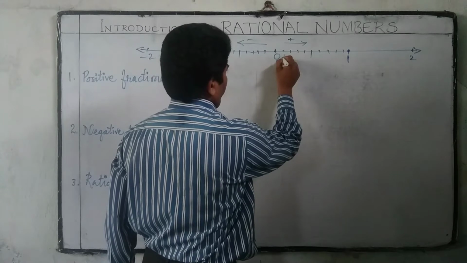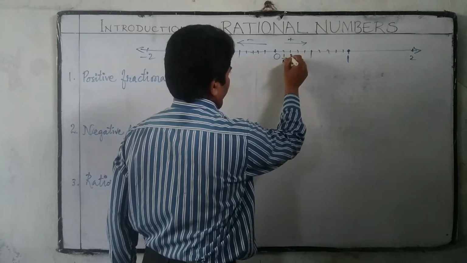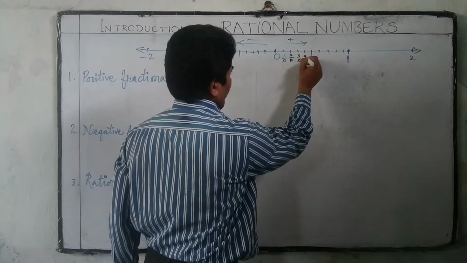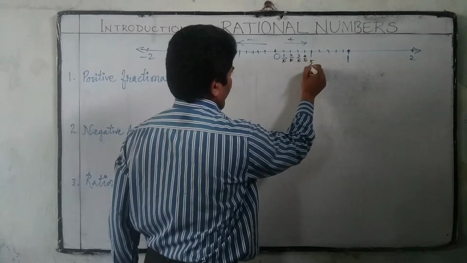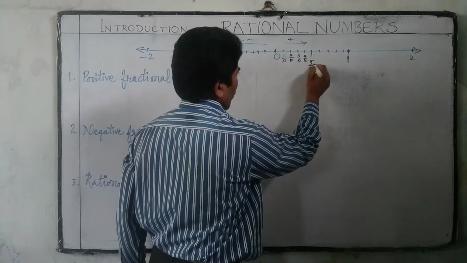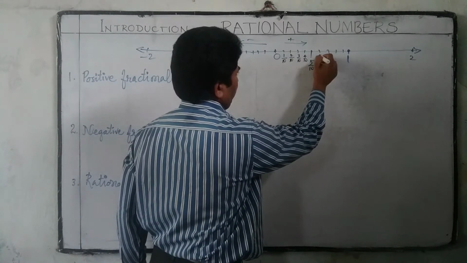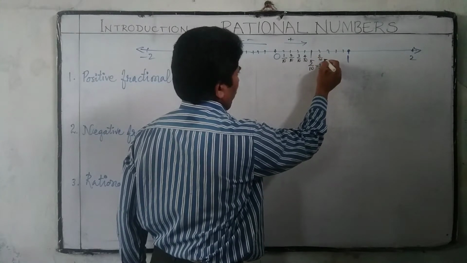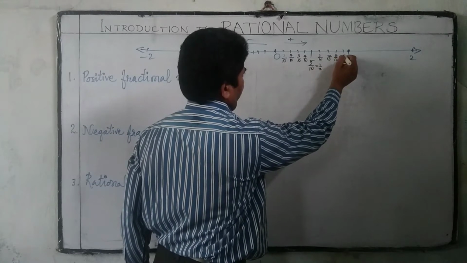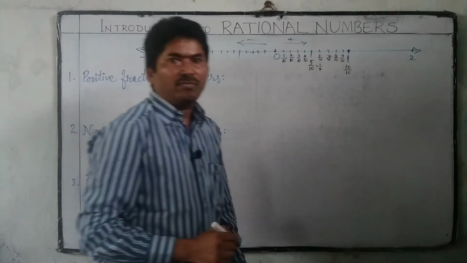1 by 10. This is 1 by 10. 2 by 10. 3 by 10. 4 by 10. 5 by 10, or we can write this 5 ones are 5, 5 twos are 10, so 1 by 2. 6 by 10, 7 by 10, 8 by 10, 9 by 10, this 10 by 10. 10 by 10 is nothing but 1.